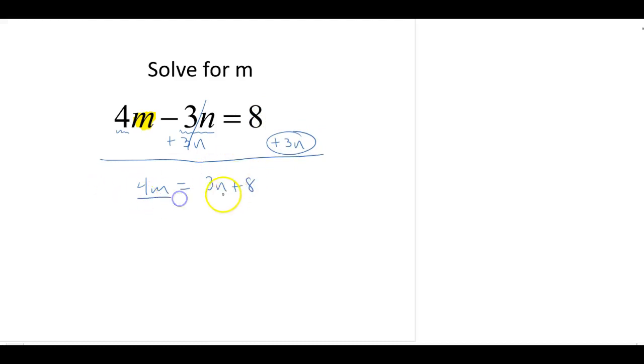Now, I just go ahead and divide everything by 4. When I divide everything by 4, I get m equals 3/4 n plus 2. Okay?